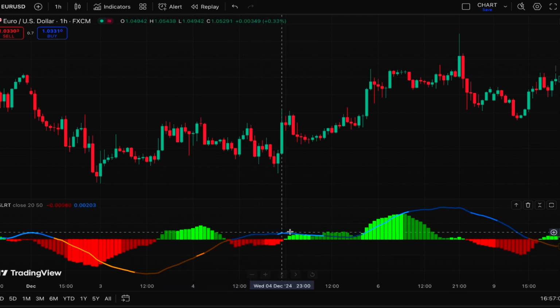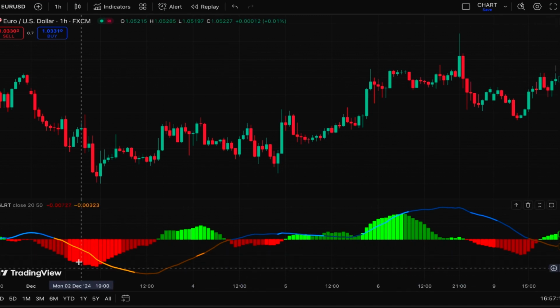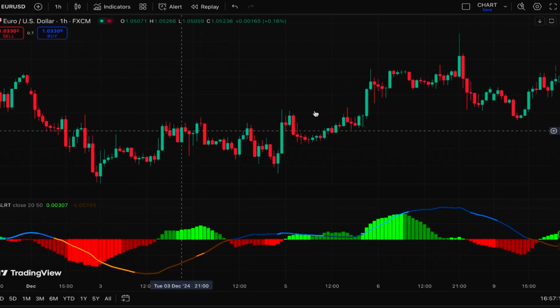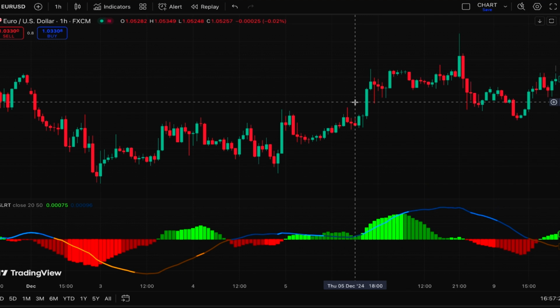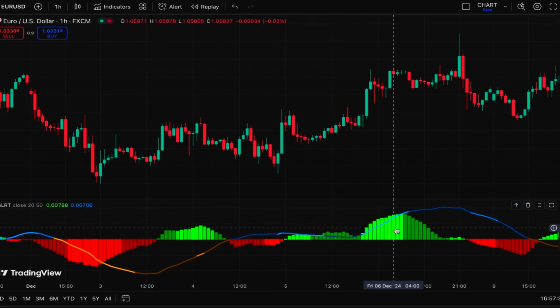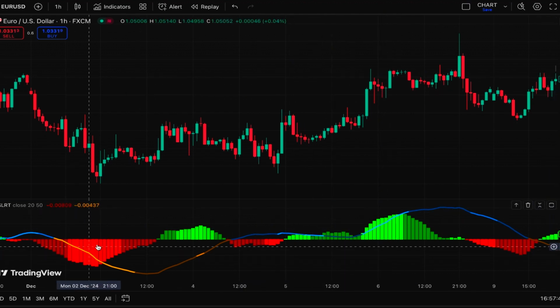When the line is above the center line, the longer term trend is bullish, and when the line is below the center line, the longer term trend is bearish. Within this longer term trend, the shorter term momentum changes can be identified by the help of this histogram. When the histogram is green, it shows that the shorter term trend is up, and when the histogram is red, it shows that the shorter term trend is down.